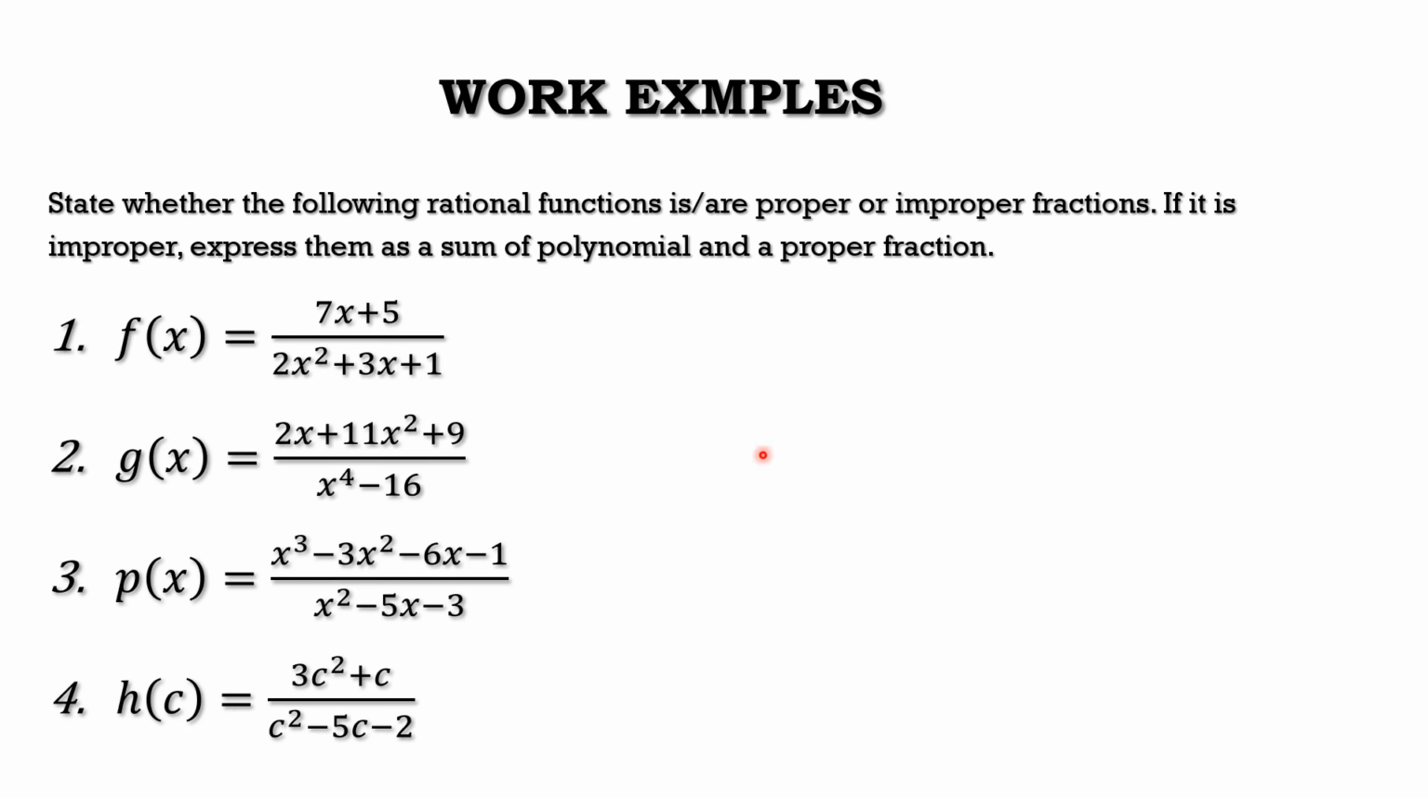So let's proceed to practice examples. Here the examples are for you to try your hands on. What you need to do in these try questions is to state whether the following rational functions are proper or improper fractions. And if it is improper, express them as a sum of a polynomial and a proper fraction. So we have numbers 1, 2, 3, and 4. Please, this is a challenge work for you.